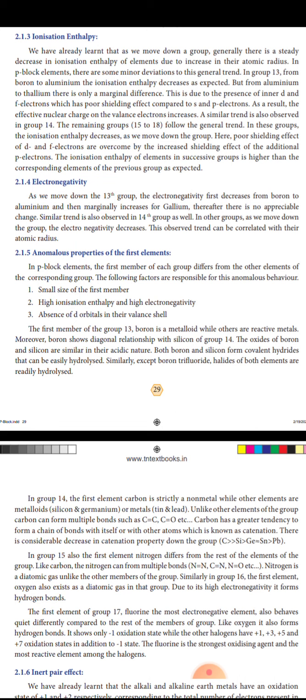The remaining groups 15 to 18 follow the general trend. In these groups, the ionization enthalpy decreases as we move down the group. Here, poor shielding effect of d and f electrons is overcome by the increasing shielding effect of the additional p electrons. The ionization enthalpy of elements in successive groups is higher than the corresponding elements of the previous groups as expected.